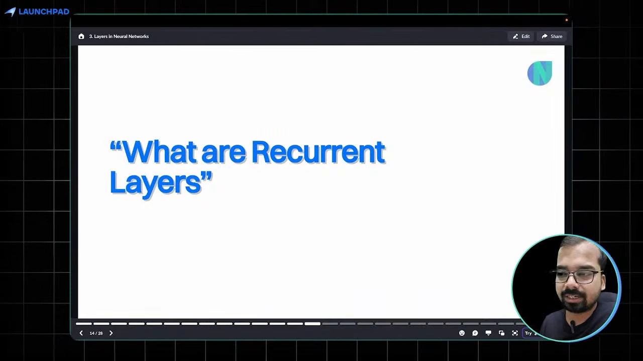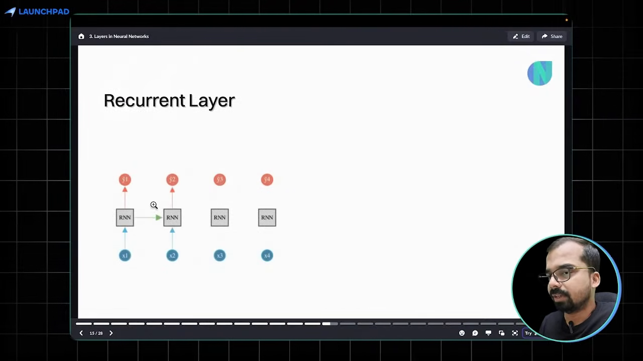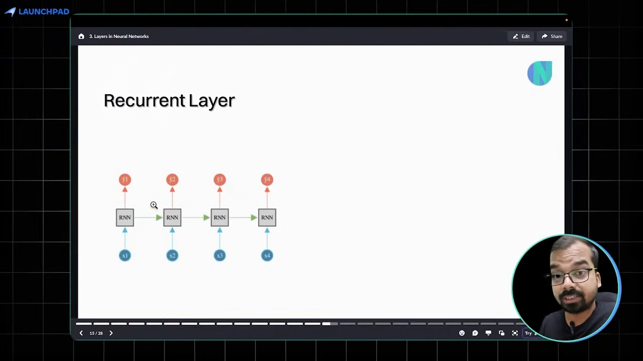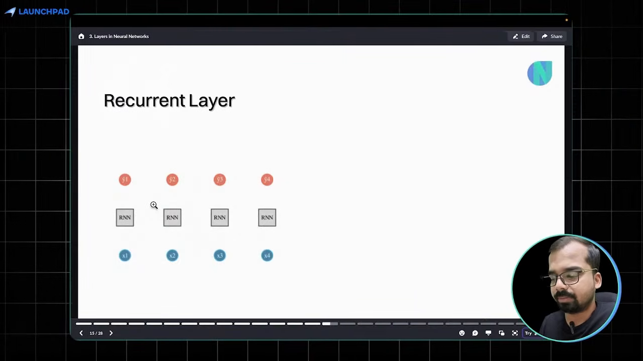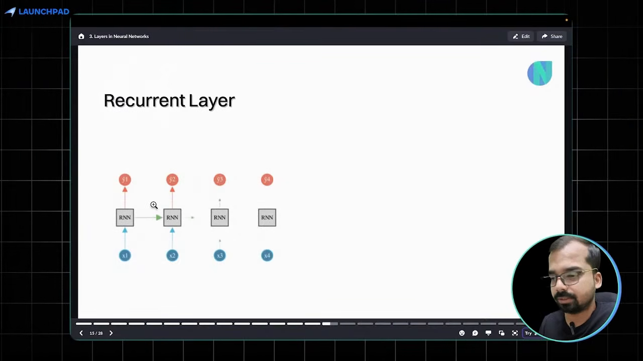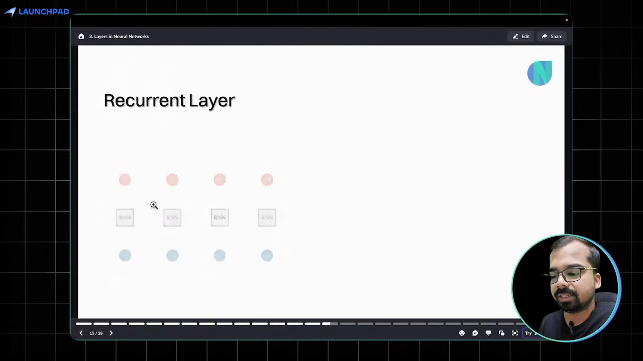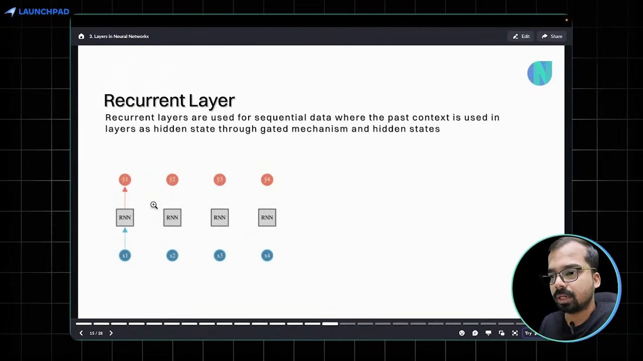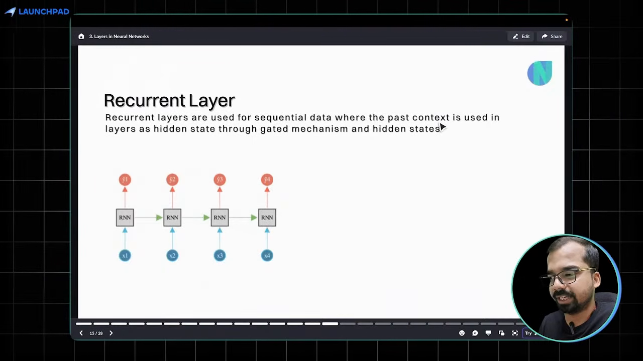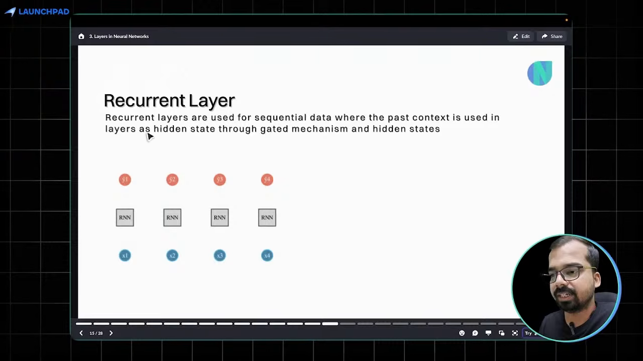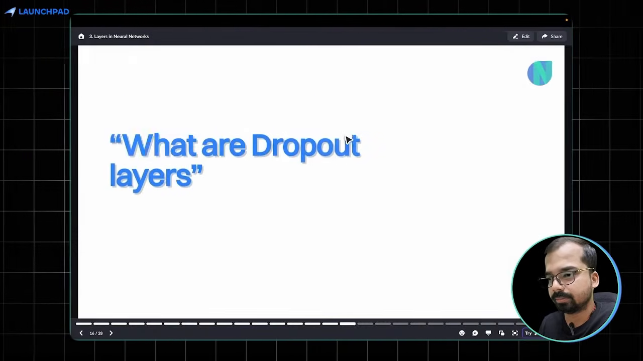Now what are recurrent layers? Recurrent layers are useful when you have sequential data. For example, text is a classic example. If you have a problem statement of text summarization or language translation, then recurrent layers are quite useful. Recurrent layers are used for sequential data where the past context is carried forward as a hidden state through a gated mechanism.